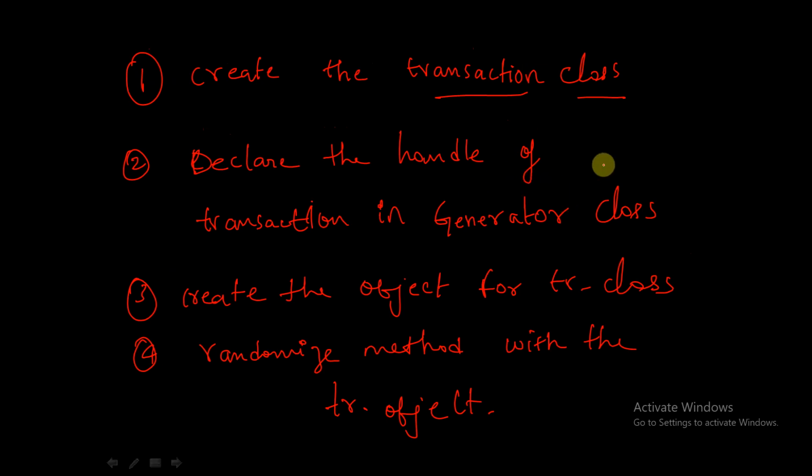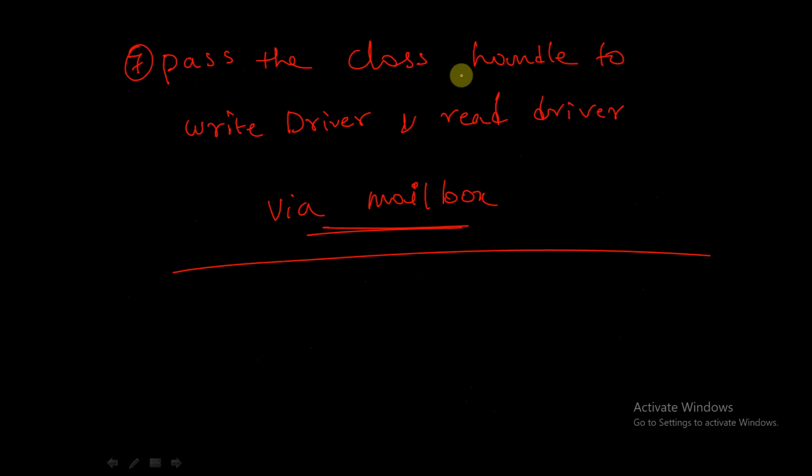We are going to declare the handle of this transaction class in the generator class, create the object for the transaction class in the generator class, and call the function randomize with the object which we have created. We are going to pass this class handle, which consists of random values of the properties, via the mailbox from the generator class to the write driver and the read driver. We are passing entire class handles to the read driver and write driver. So this is what we are going to perform.